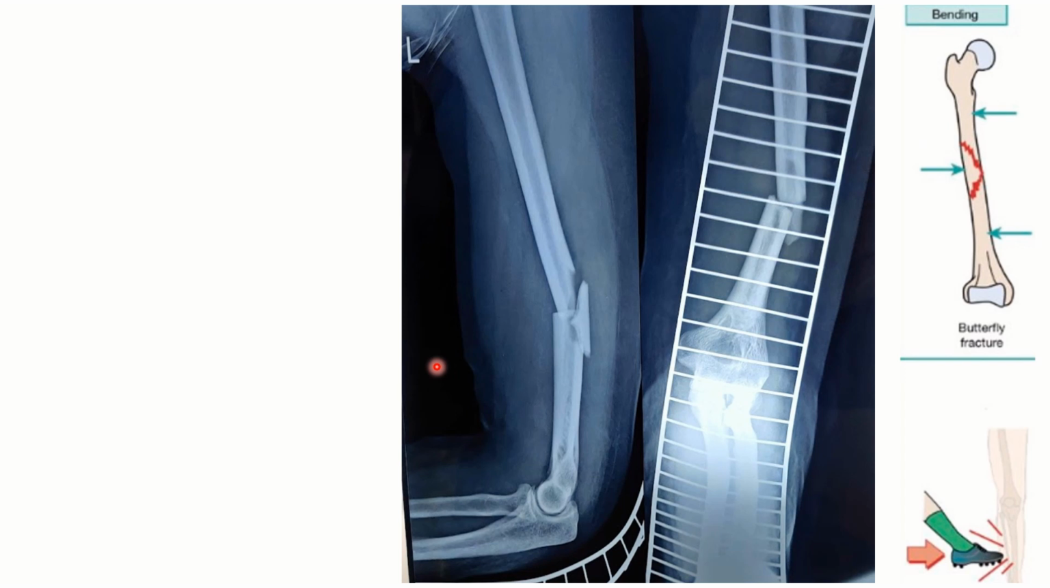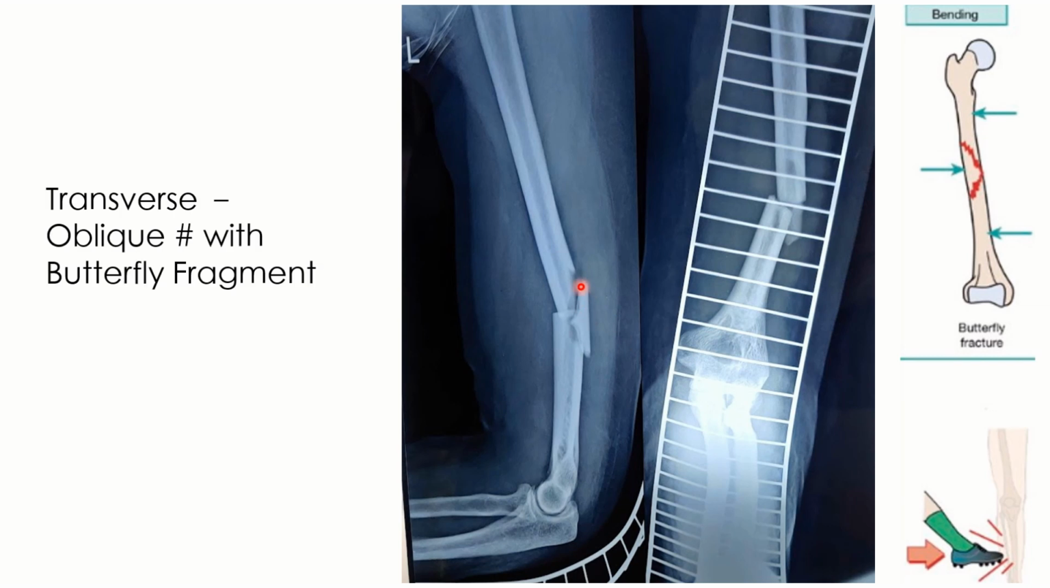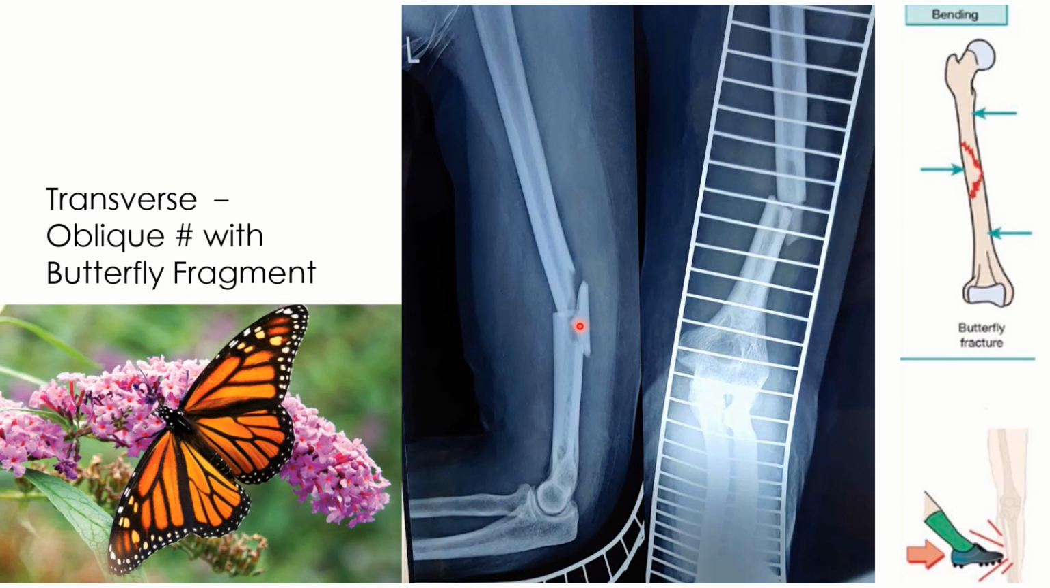Then we have the butterfly fracture. It is a combination of a transverse and an oblique fracture with a butterfly fragment. This is the butterfly fragment, and one has to address this fragment as well.